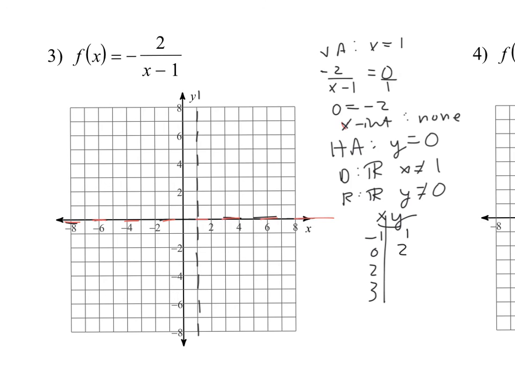Next one, notice I'm picking nice numbers, really simple. The numbers are real small. This shouldn't be that crazy. 2 minus 1 is 1. 2 divided by 1 is 2, but then it's negative. So -2. And then 3 minus 1 is 2. 2 divided by 2 is 1, but it's negative. And now we're going to plot these points. -1, 1. It's right about there. 0, 2. It's right here. 2, -2. Right here. And 3, -1.